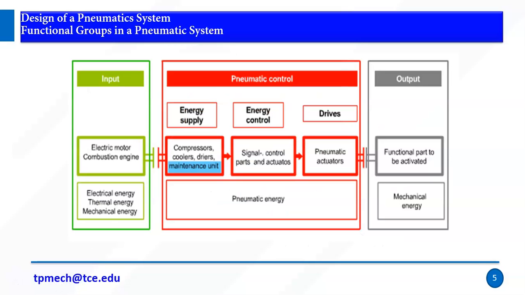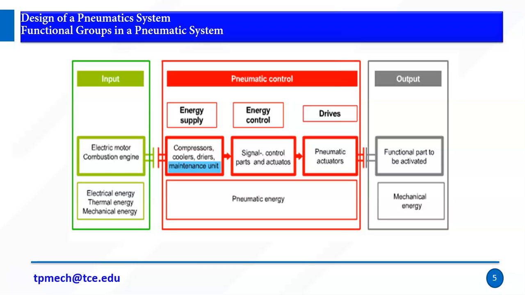Similarly, we have a functional group in a pneumatic system, where we have an input, pneumatic control, and output. Here also the inputs are an electric motor or combustion engine, so it may be electrical, thermal, or mechanical energy. The output is our requirement, the functional part to be activated. In between we have the pneumatic control, which may have an energy supply.